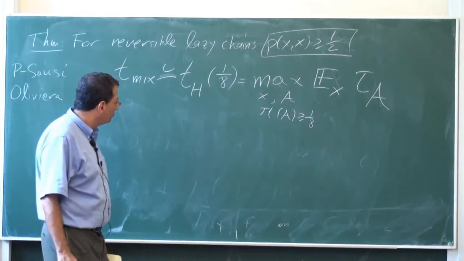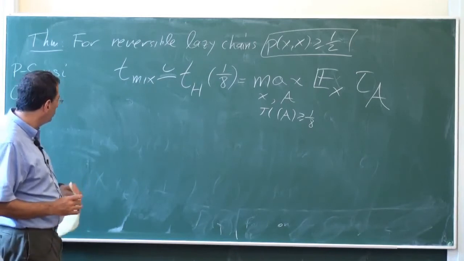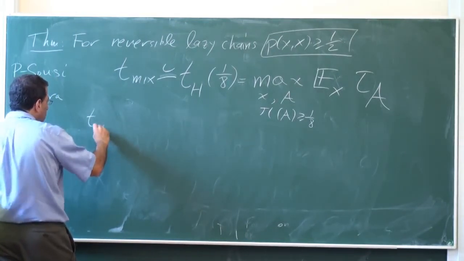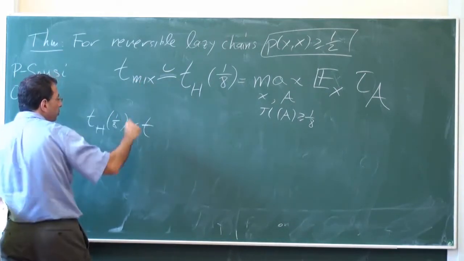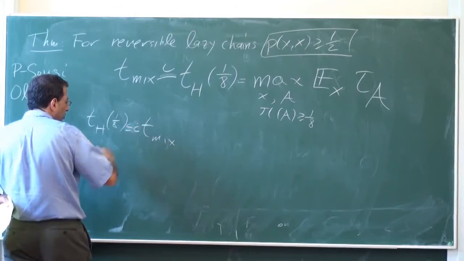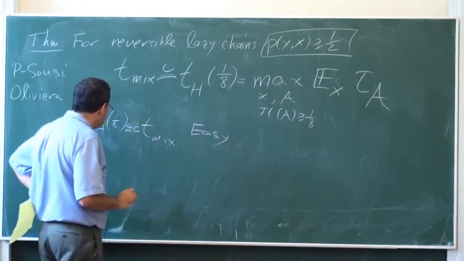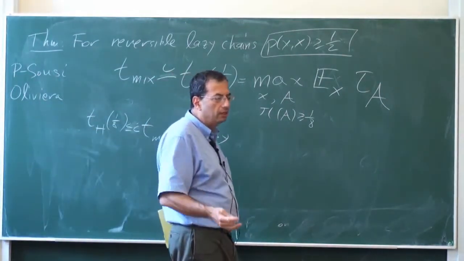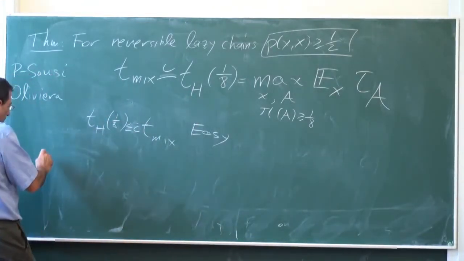Now I'll prove to you the new part of this theorem. Let me say that there are two inequalities here. One is almost trivial: the fact that TH of 1/8 is less than a constant times T mix. Remember, T mix we define with a quarter. This choice of constants is arbitrary. Intuitively, in order to mix, you have to hit any substantially large set. So let's quickly see why this is true.